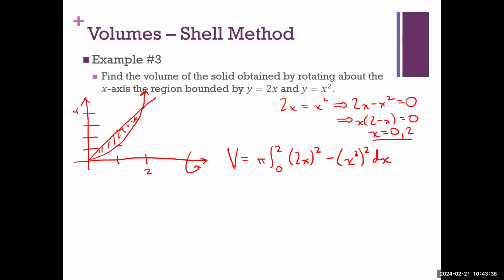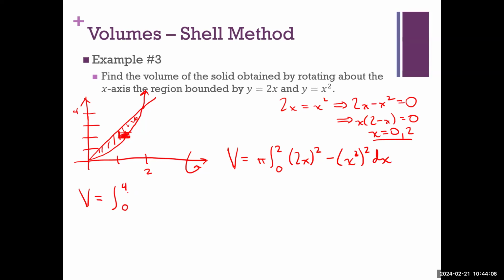What about the shell method? Would the shell method even work? If I want to use the shell method, what kind of rectangles do I need? I need dy. So if I want to use the shell method, that's going to be the volume of what bounds? 0 to 4 this time.